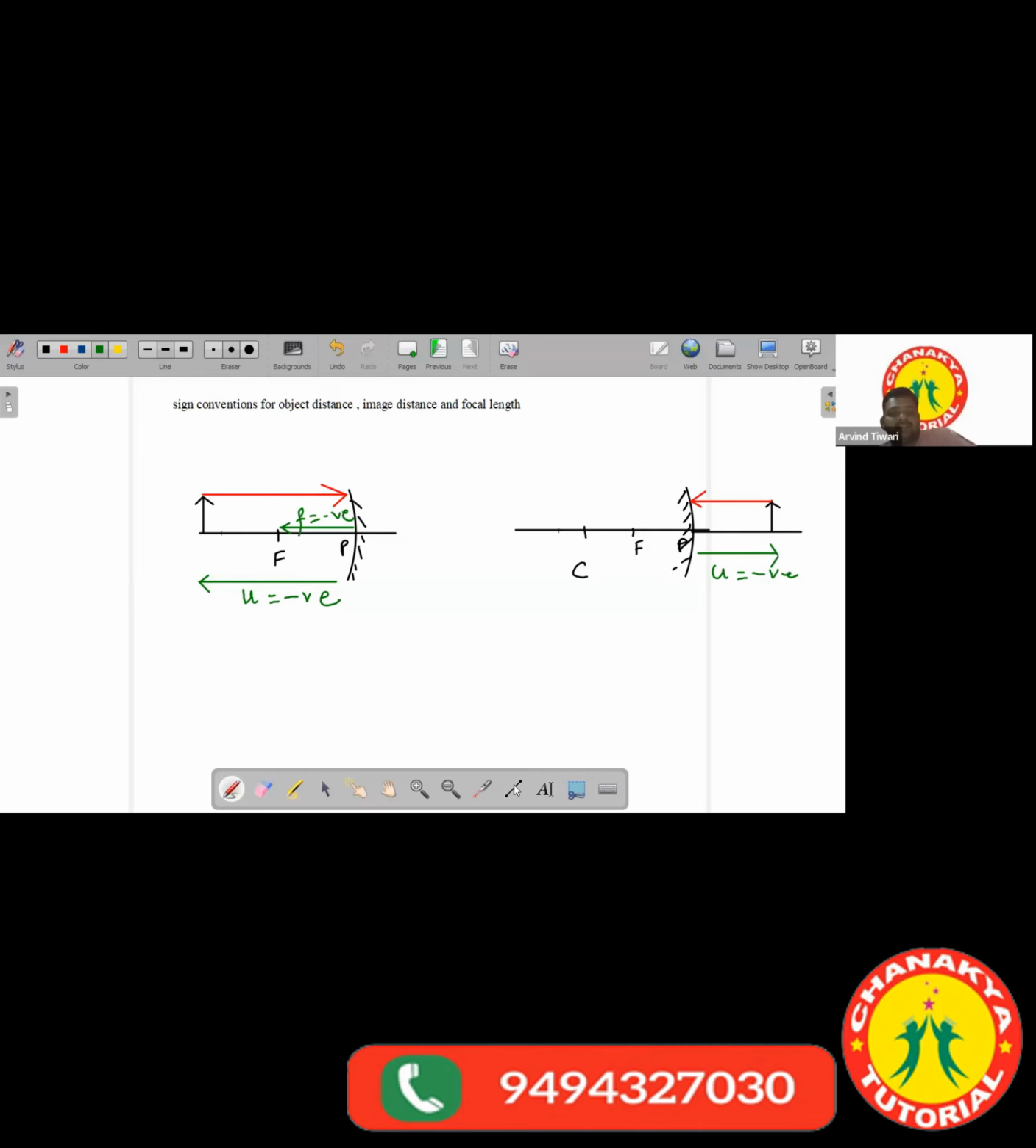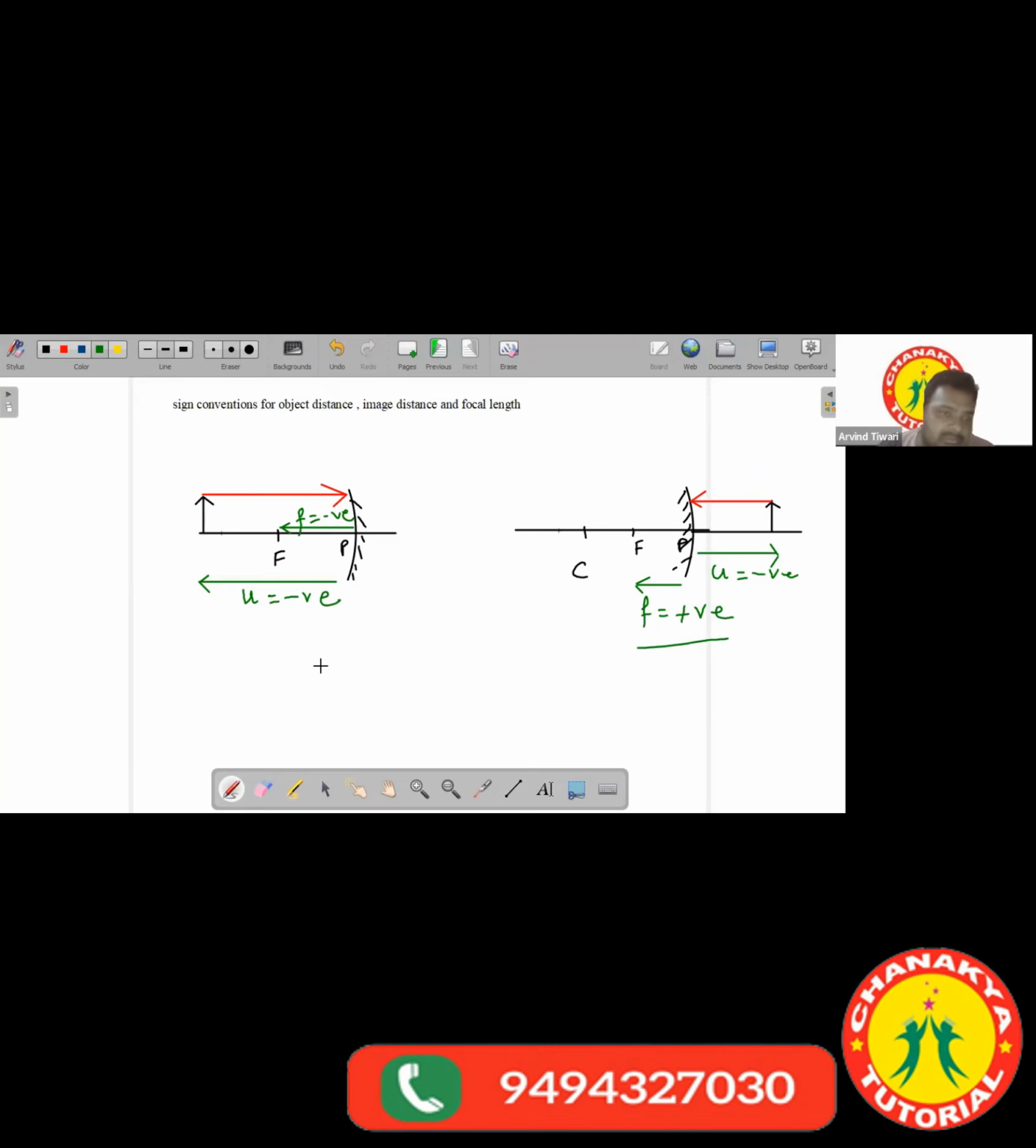Now the measurement of the focus, or focal length. The focal length is measured in the direction of light. This is the direction of incident light and we are measuring in the same direction. So here the focal length would be positive. For the concave mirror the focal length is negative, and for the convex mirror it is positive. So in both cases the object distances are negative, but the focal length for the convex mirror is positive and for the concave mirror is negative.